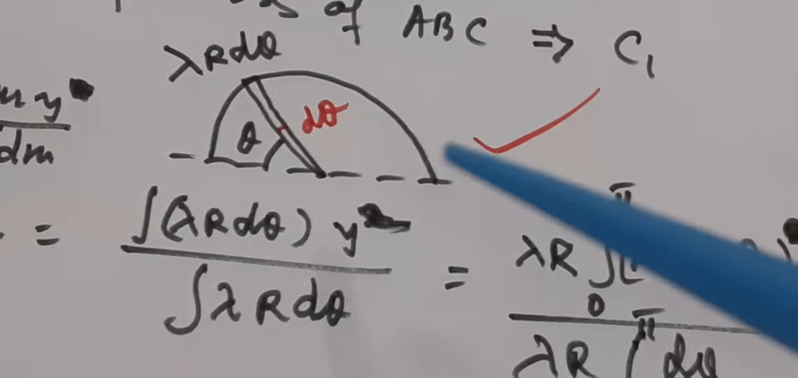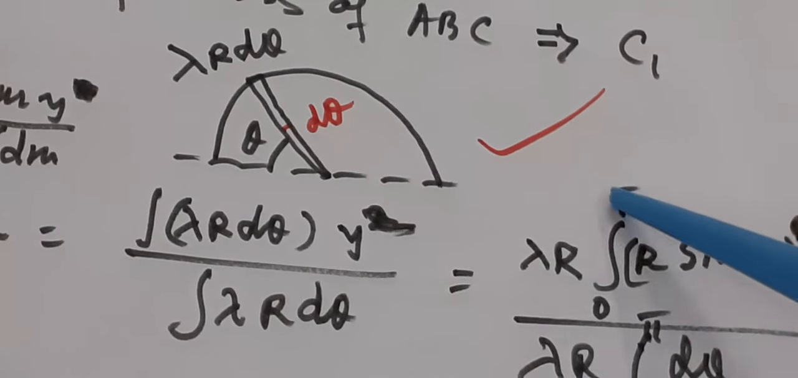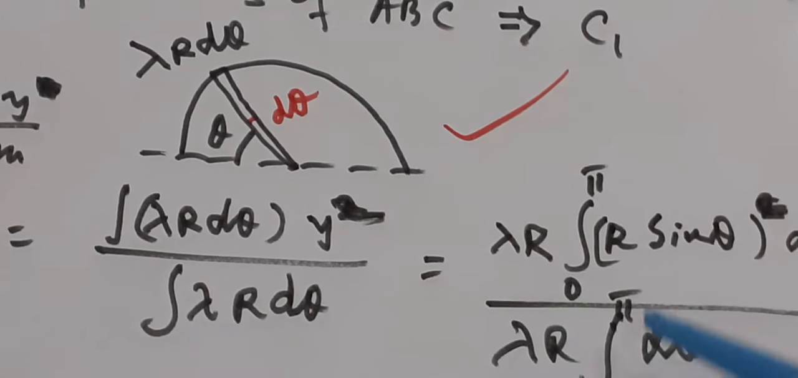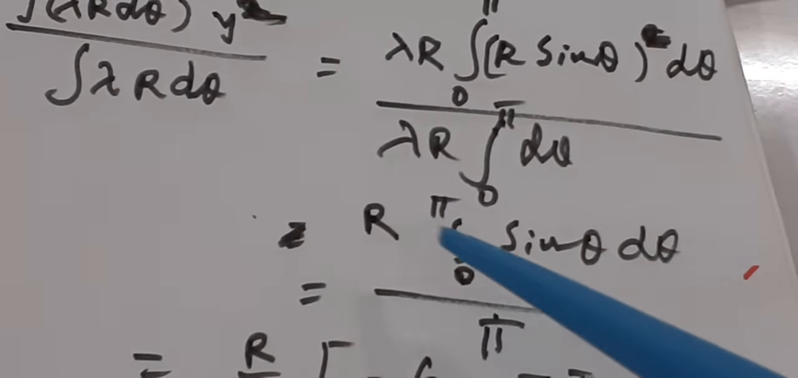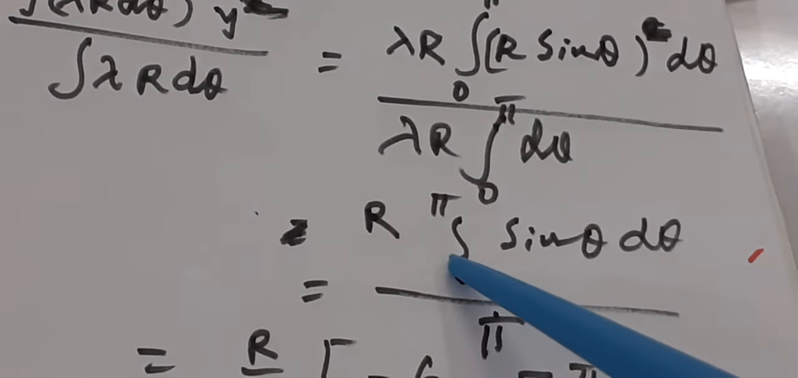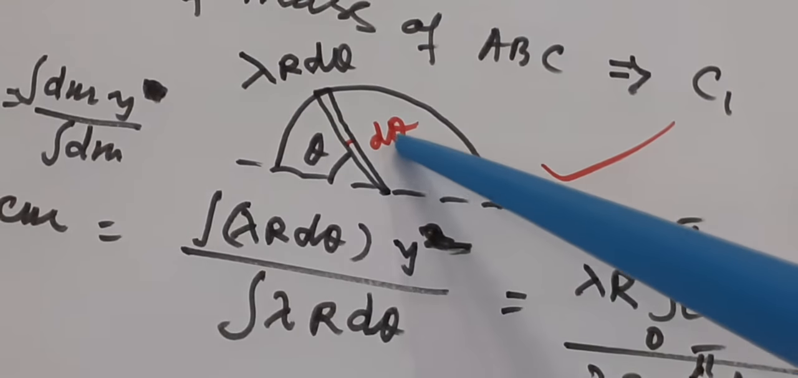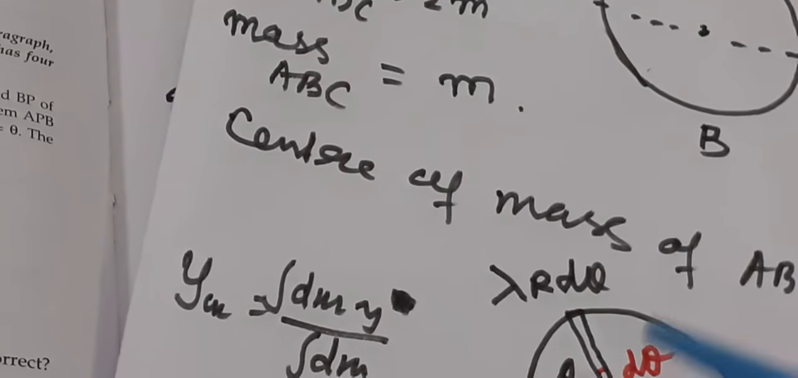Now take the constants lambda r outside of the integration, with limits 0 to pi. Now r sin theta d theta will come. In the denominator, lambda r with integration limits 0 to pi of d theta. Now integrate both, numerator and denominator. In the denominator we will get pi, and in the numerator the integration from 0 to pi of sin theta d theta, which gives minus cos theta. Substituting the limits, we will get 2. This is a very standard one. Put cos pi, minus 1 will come, minus and then plus becomes 1 plus 1, that is 2. So 2r by pi is the distance from here to the x-axis, that means twice r by pi is the center of mass position.